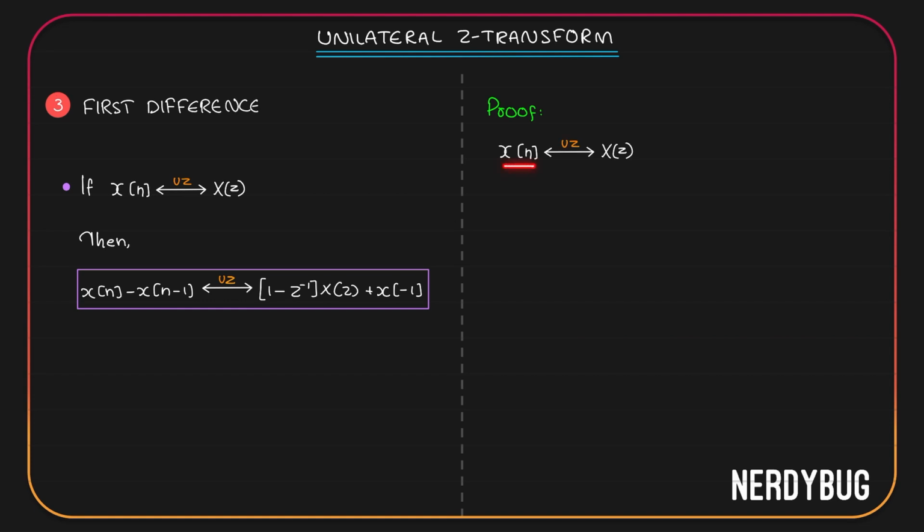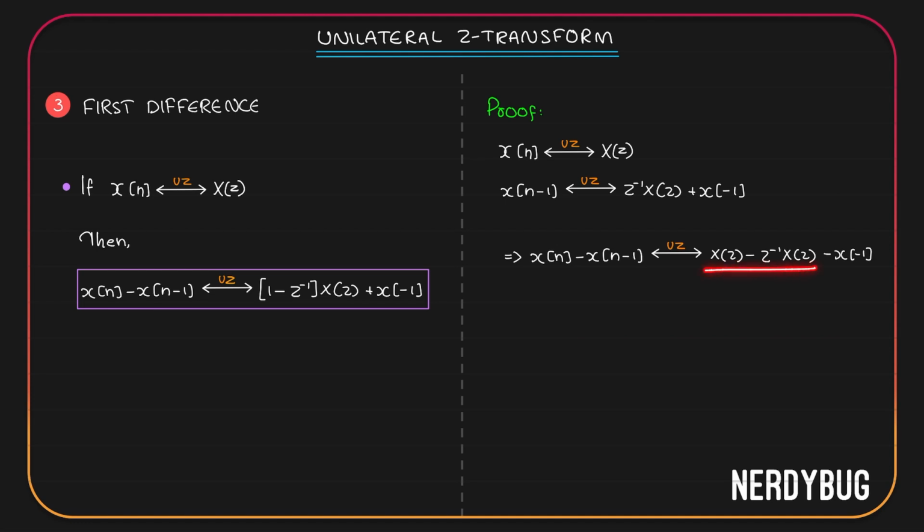Unilateral Z transform of x of n is X of z, and that of x of n minus 1 is z inverse X of z plus x of minus 1. So if we take x of n minus x of n minus 1 using linearity property, we get X of z minus z inverse X of z minus x of minus 1. X of z minus z inverse X of z can be written as 1 minus z inverse multiplied by X of z. And this is exactly what we have over here. Let's see the next property.